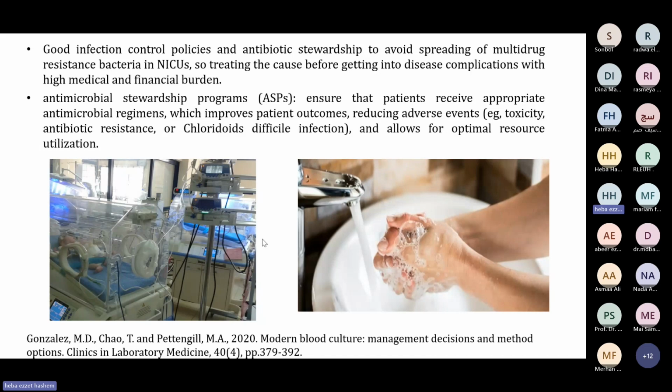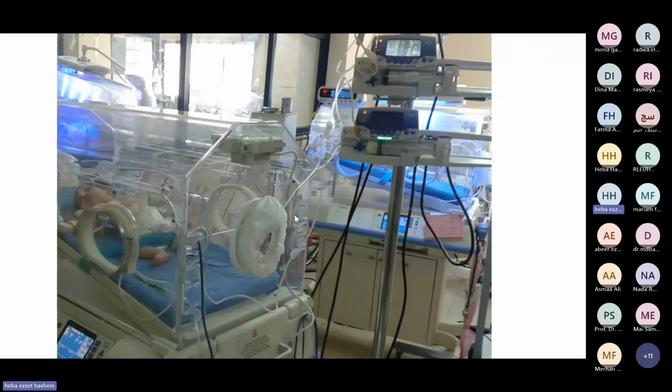Additionally, antimicrobial stewardship programs ensure that patients receive the appropriate antimicrobial regimen, which improves patient outcome, reduces adverse effects including toxicity and antibiotic resistance, and allows for optimal resource utilization. Again, community awareness about hand hygiene and infection control policies to avoid the development of neonatal sepsis from the start is also important.